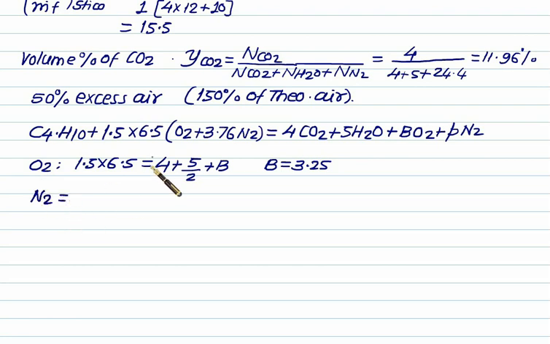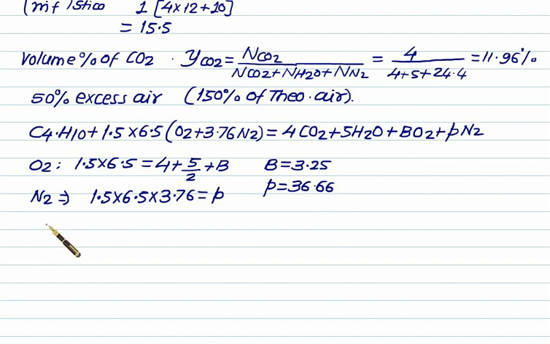Now similarly, we can calculate P here, that is for nitrogen. So for nitrogen, the balance on the left hand side is 1.5 times 6.5 times 3.76. Nitrogen is only P here, so we have P equal to 36.66. We'll write the reaction here so that we can find out again the percentage of this.